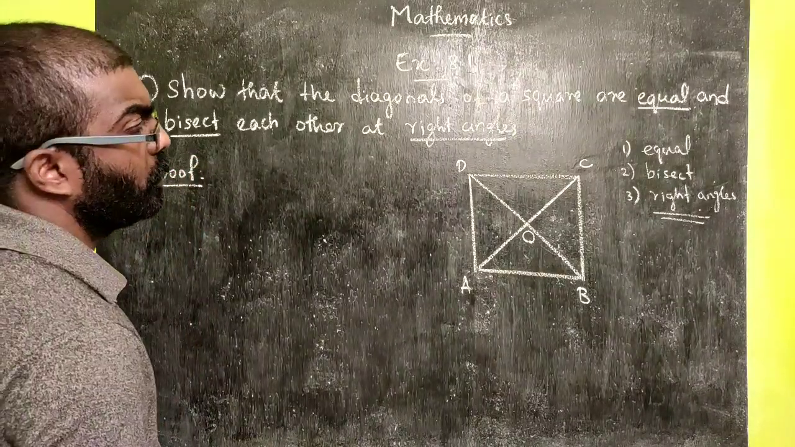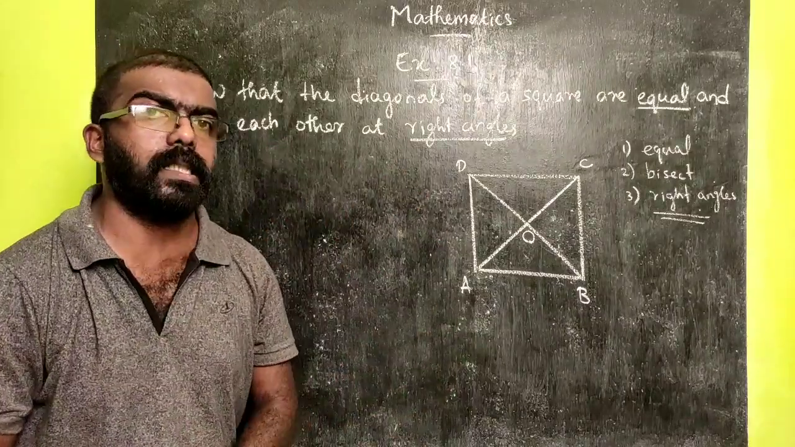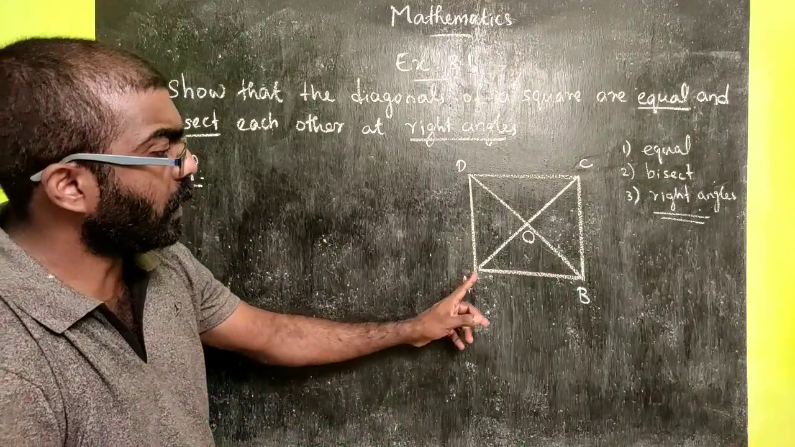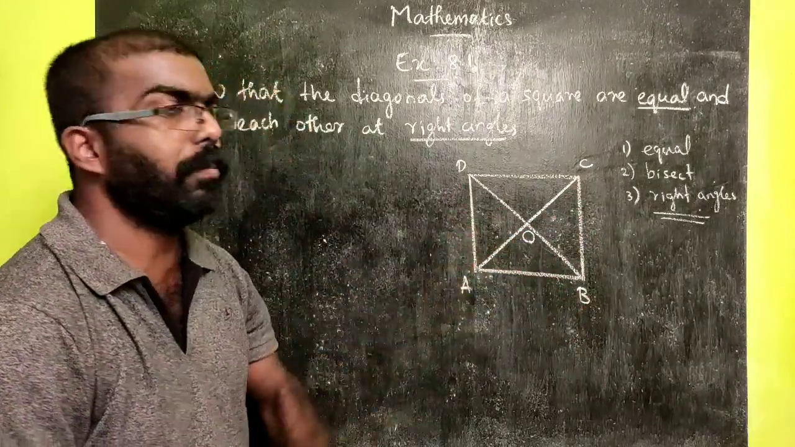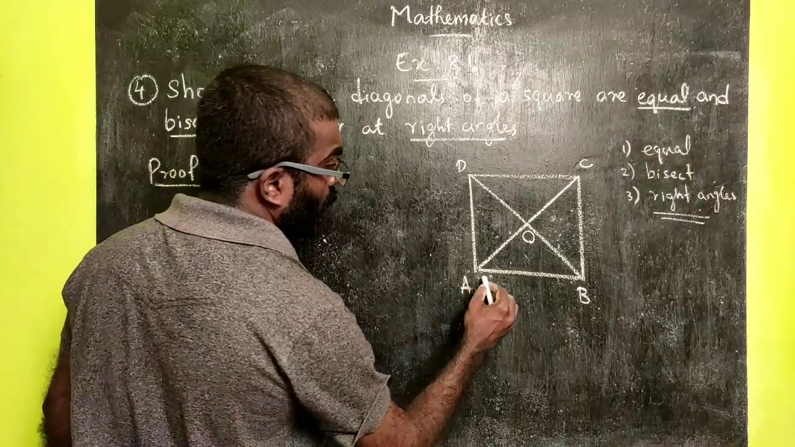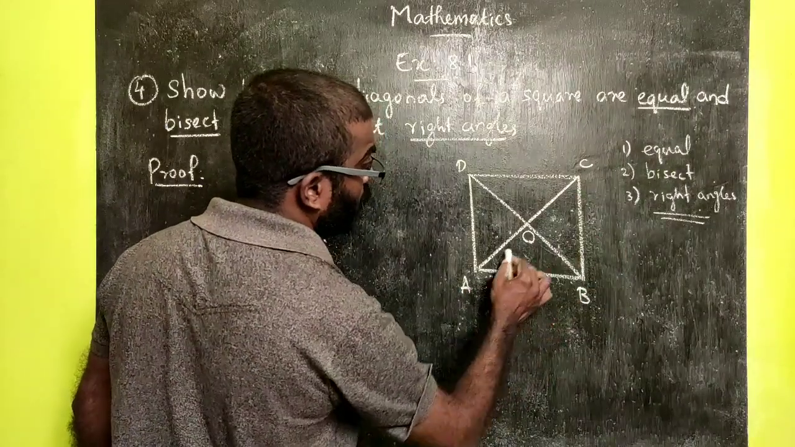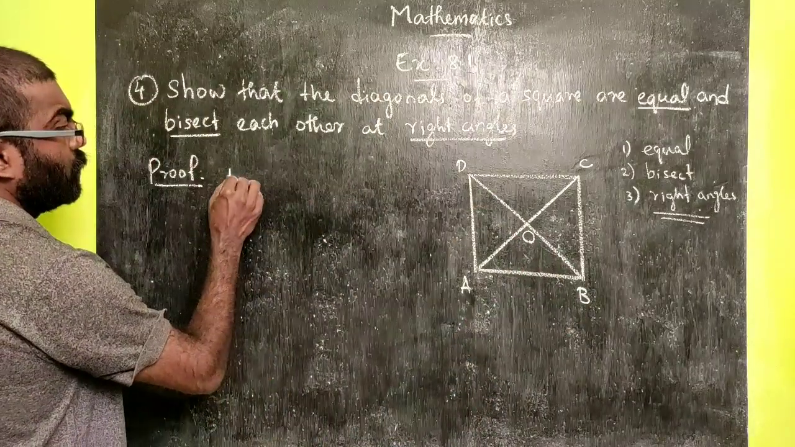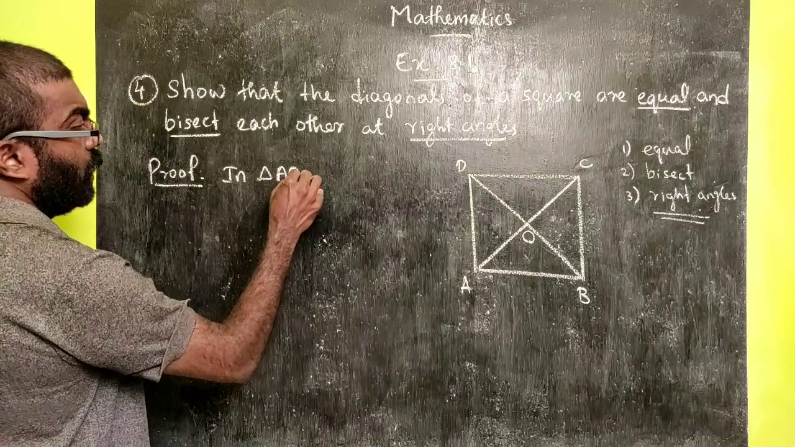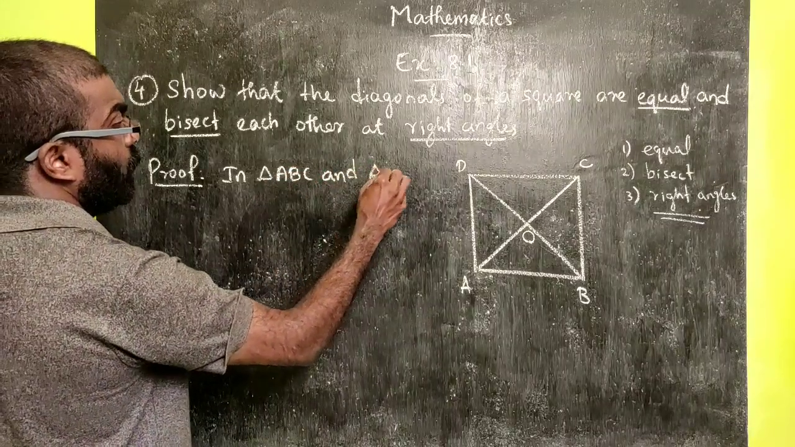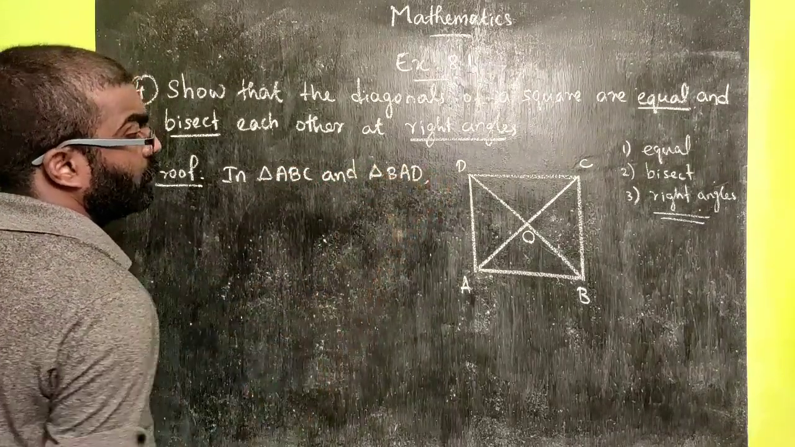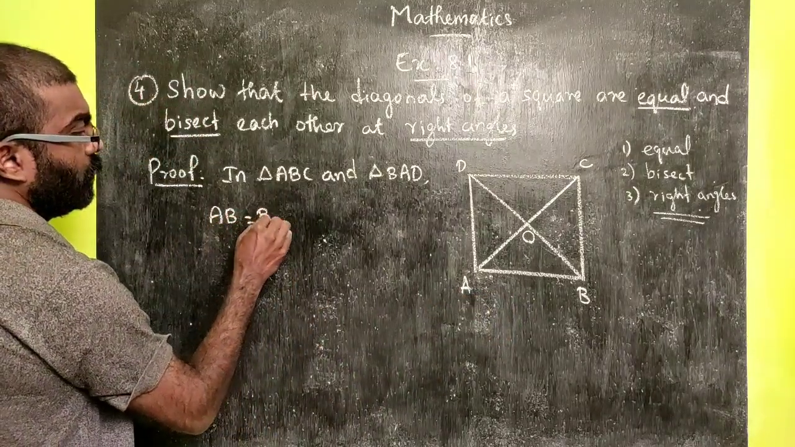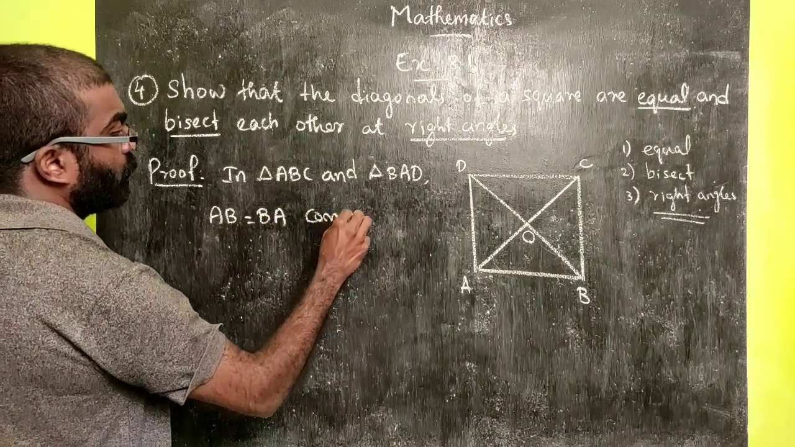So first we are going to prove the diagonals of a square are equal. Here the diagonals are namely AC and BD. So we can consider the triangles ABC and BAD. In triangle ABC and triangle BAD, what we can write? AB equal to BA, common side.